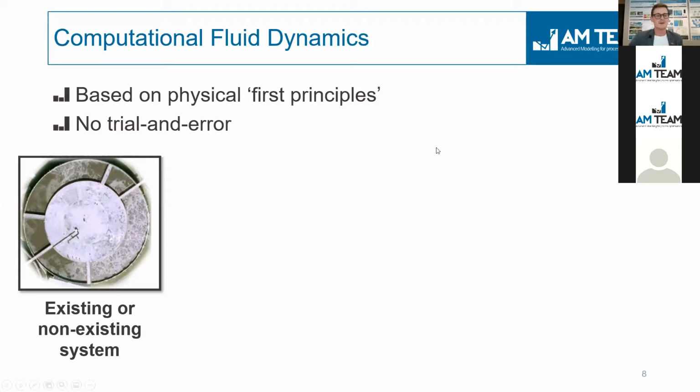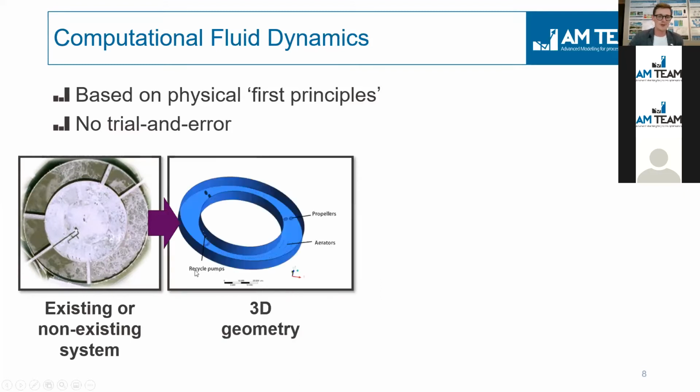One example on this slide is an existing system. At the left, this is a wastewater treatment plant. It can be any system, drinking water, storage basin, whatever. In this case, it's a reactor. It can be an existing or a non-existing system because the reactor doesn't have to exist, right?